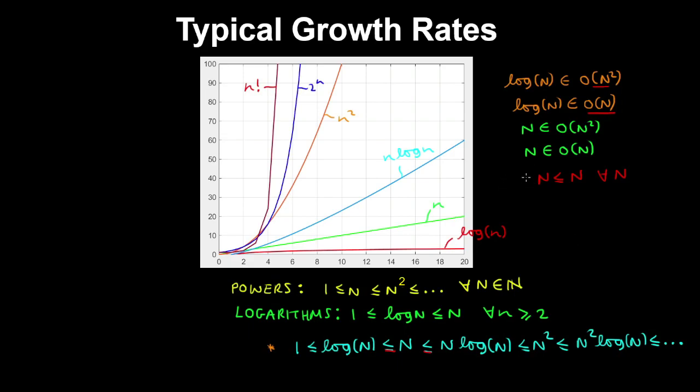And when we have expressions involving multiple functions, so for example 3 plus 4n plus 7n log n plus n squared log n, well, the order of this function is O(n squared log n), where we take the fastest growing term.